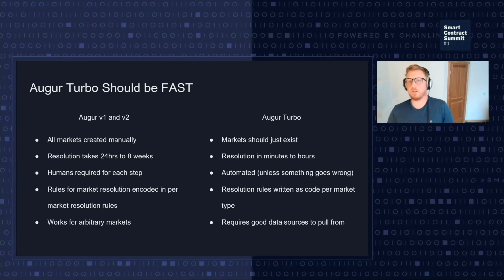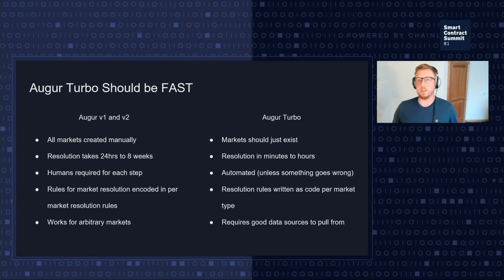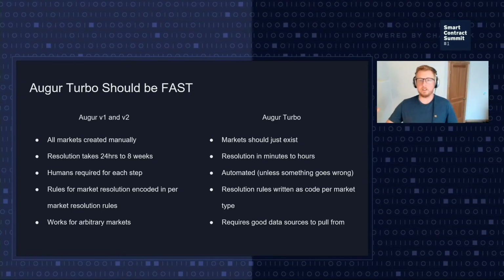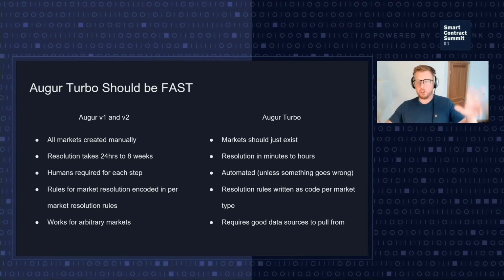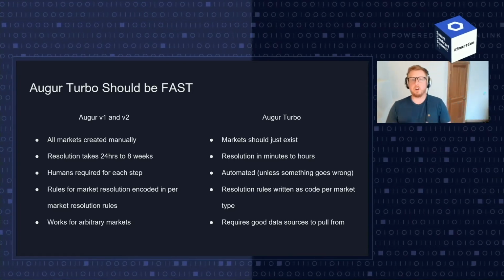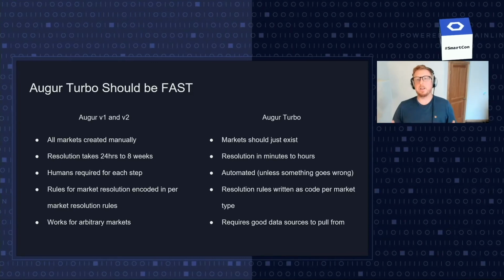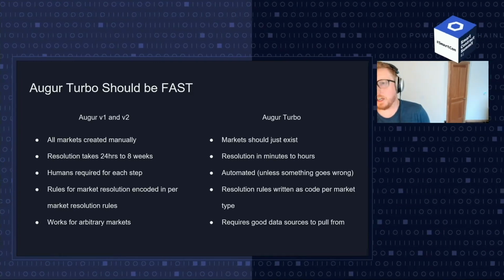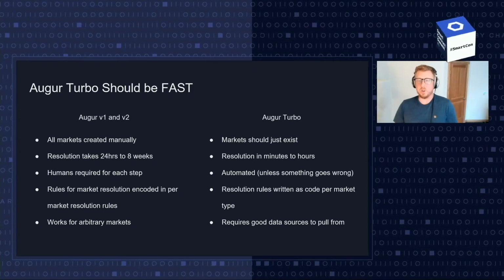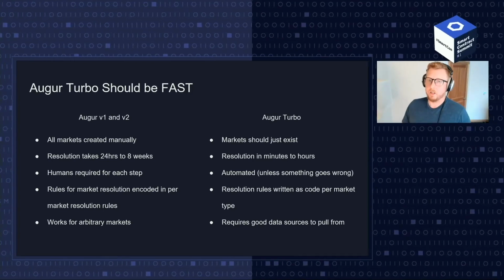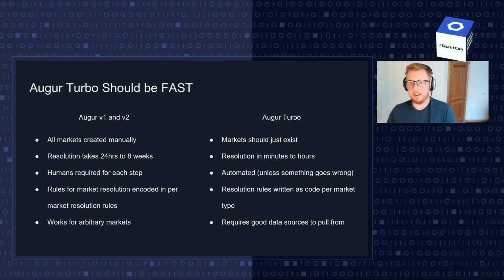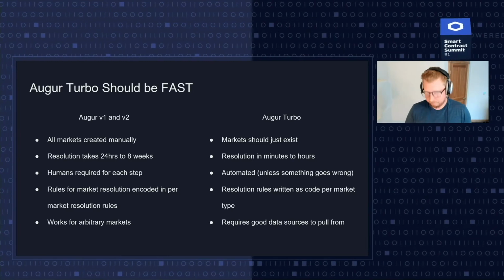So with Turbo, what we decided to do was to switch this up. What we want to do is just have markets exist, meaning that there's certain data that's known on chain, which can be formed into a market, and that just is there. We want markets to resolve automatically. We don't want a human to have to be involved in every step of that. For Augur V1, there's some benefits, which is that you can technically create a market on anything. For Augur Turbo, we're limiting that and saying we can only show markets that there's good data on chain for.